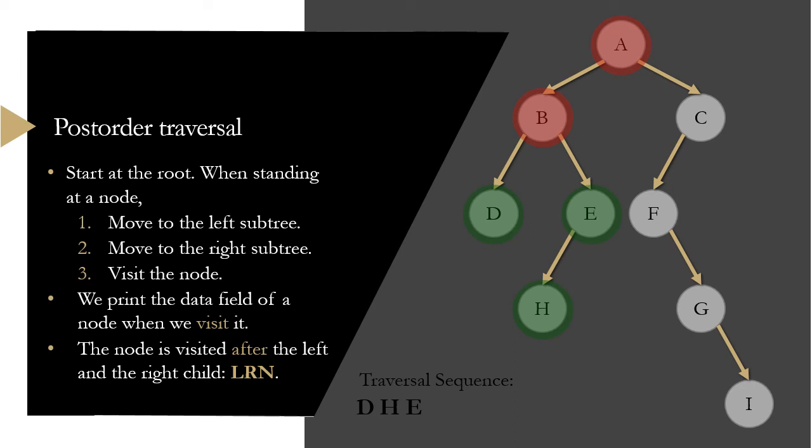I move back to B. I have completed 2 steps for B. So I should visit B. I print B. I have done everything for B. I move back to A. I have just visited the left subtree of A.